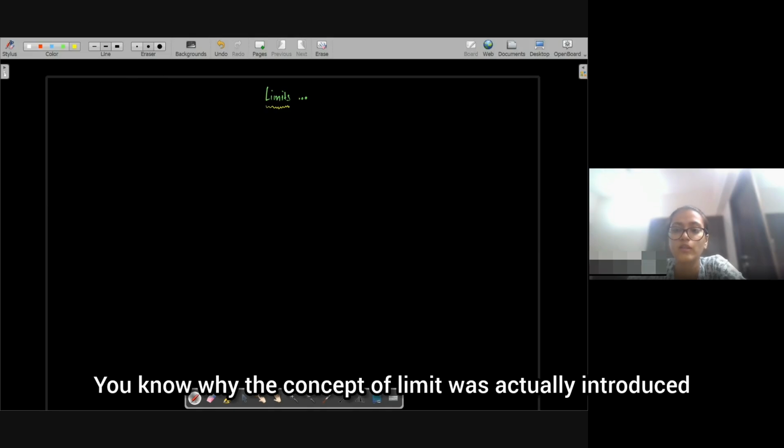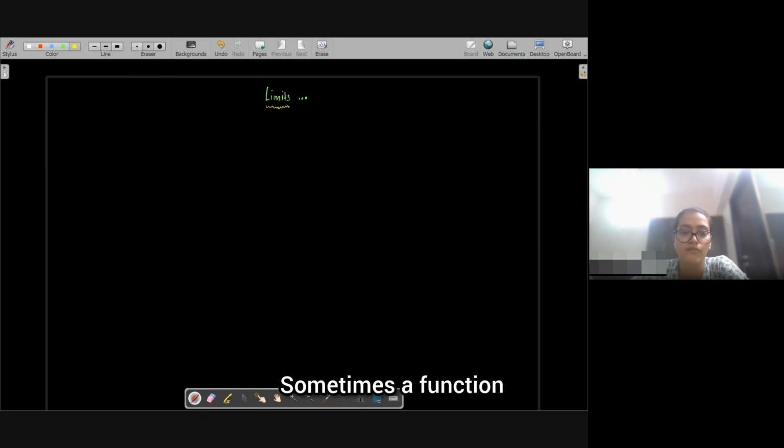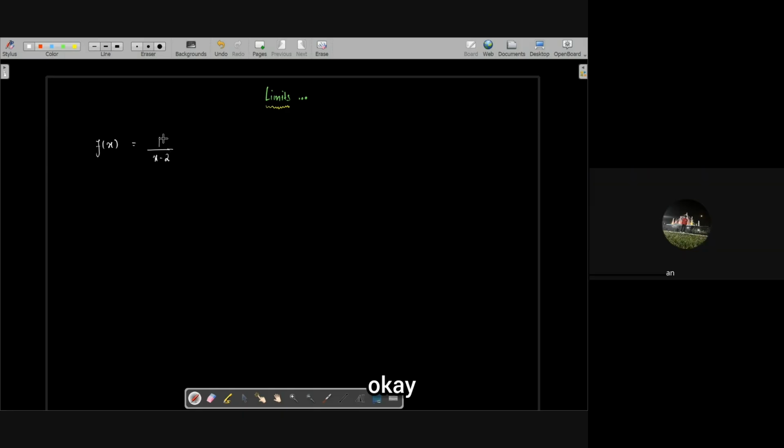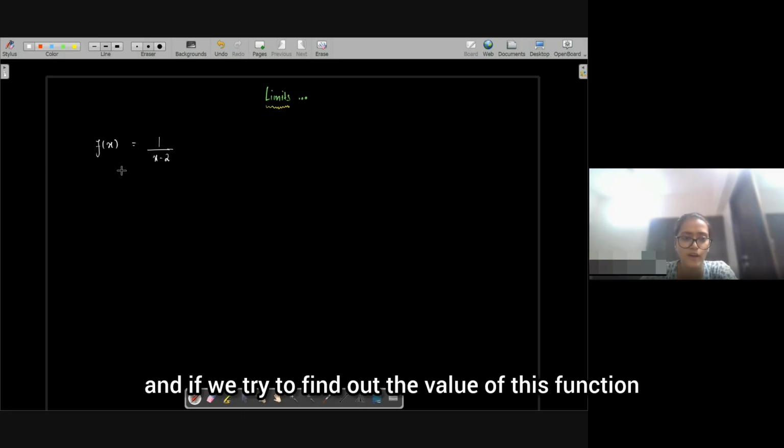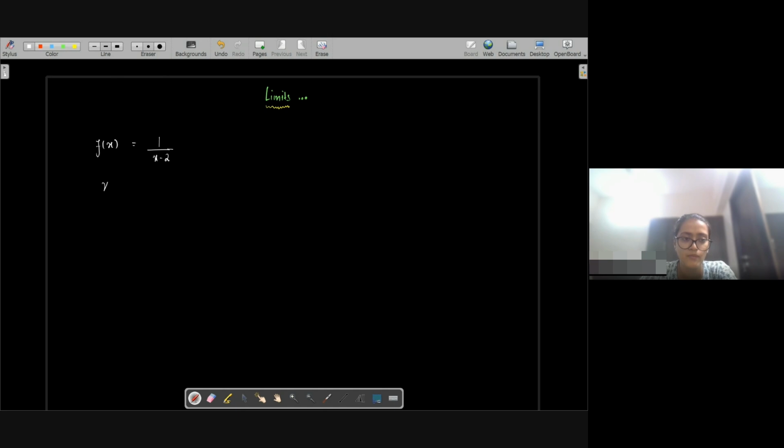Why the concept of limit was actually introduced. Sometimes a function, so if you have a function f of x, sometimes cannot evaluate the values at certain points. Let's say I take f of x equals 1 over x minus 2. And if we try to find out the value of this function at x equals 2, right?